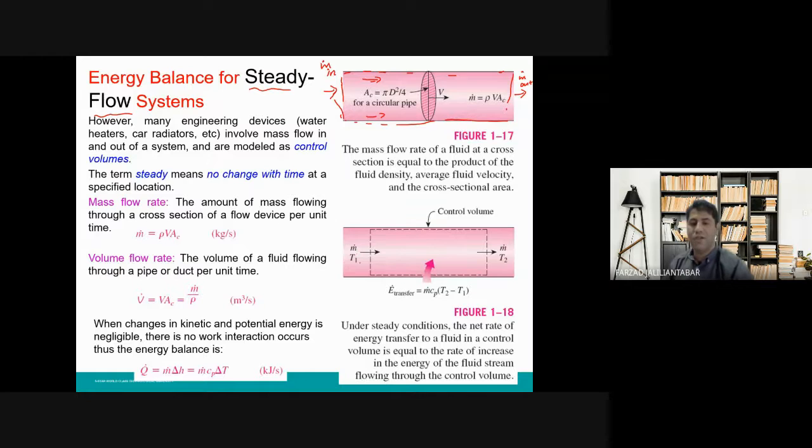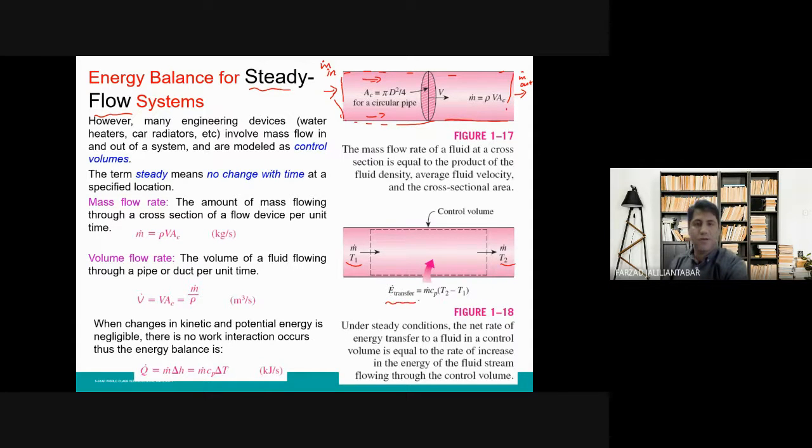We have T1, the temperature of the fluid at the entrance of the control volume, and T2, the temperature of the fluid at the exit of the control volume. So we have different temperatures, T1 and T2. Why? Because of the heat transfer to the control volume or from the control volume.